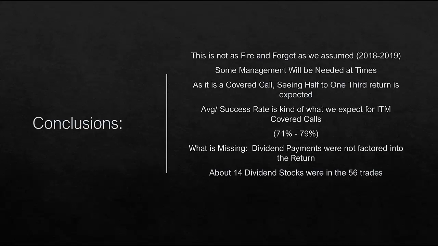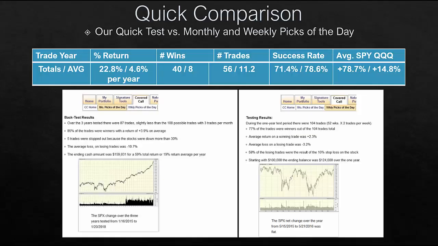I will be fair, and what we are missing from this comparison is the dividend payments that we did not factor in to the total return if we had held those covered calls for the entire year. 14 out of the 56 trades were dividend-paying stocks, and that's missing in that overall return that we saw. So we probably would have done better with the simulated CD covered call approach than this quick example. But I do want to include a quick comparison there.